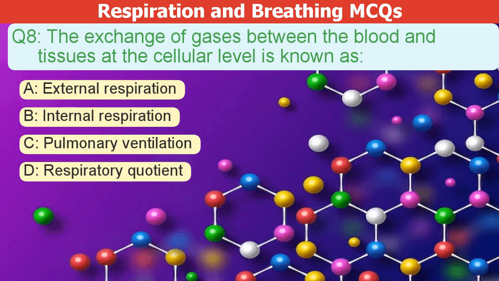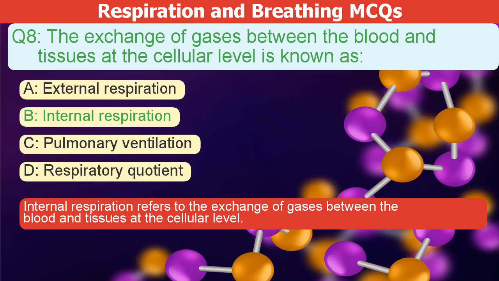The exchange of gases between the blood and tissues at the cellular level is known as: A. External respiration. B. Internal respiration. C. Pulmonary ventilation. D. Respiratory quotient. The correct answer is B. Internal respiration refers to the exchange of gases between the blood and tissues at the cellular level.